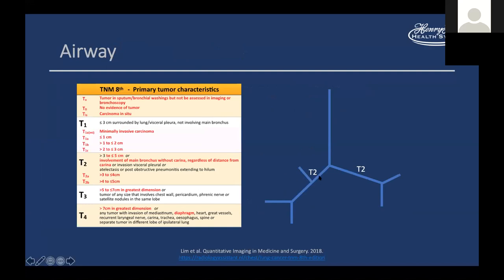So if you have involvement of your main bronchi, but not your main carina, it's considered T2. In the past, they had described the distance to the main carina making a difference, but in the eighth criteria, it doesn't make a difference. As long as it's a main bronchi without main carina involvement, it's considered T2. If the main carina is involved or if the trachea is involved, it's considered T4.